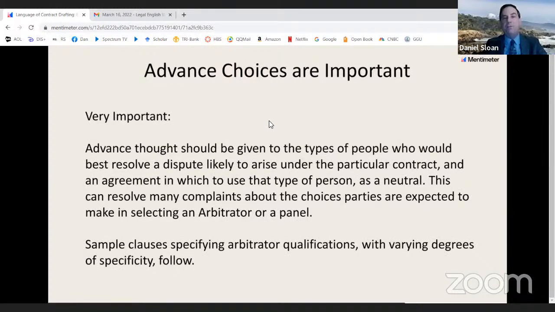So there are some advance choices you have to make that are very important. Again, getting back to what I started with, advance thought needs to be given to the types of people who would best resolve a dispute likely to arise under a particular contract, and an agreement in which to use that type of person as a neutral. This can resolve many complaints about the choices parties are expected to make in selecting an arbiter or panel. Sample clauses specifying arbiter qualifications with varying degrees of specificity follow. So that was your question. We're going to look at that now.